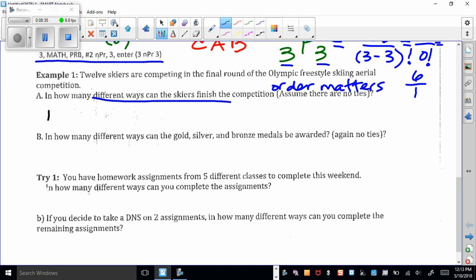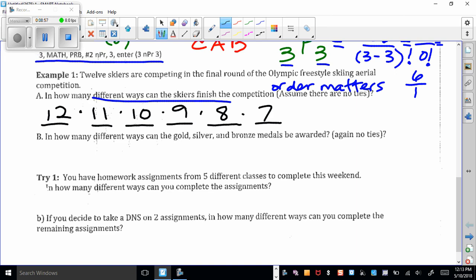Well, you have 12 skiers who could get 1st. And once someone has gotten 1st, then you can have 11 skiers who could get 2nd. And then you have 10 who could get 3rd. And then you have 9 who could get 4th. So this is the counting principle involved in permutations. Because we've just had these all in a row and we're putting them in order, that is called a permutation. 3 times 2 times 1.